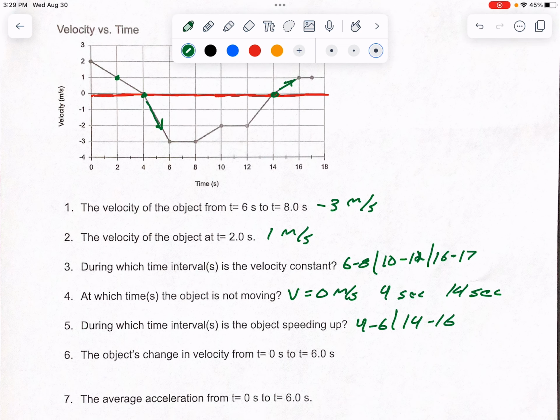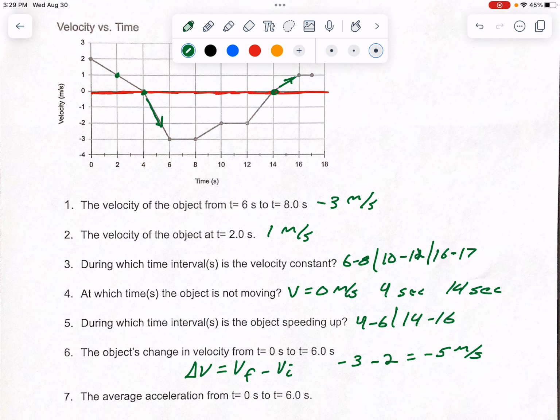The object's change in velocity from 0 to 6 seconds. Change in velocity is just change in y. Okay, so change in velocity means v final minus v initial. My final velocity at 6 seconds would be -3, minus your velocity at 0 seconds, which would be 2. -3 minus 2 gives me -5 meters per second. So that would be your answer right there.